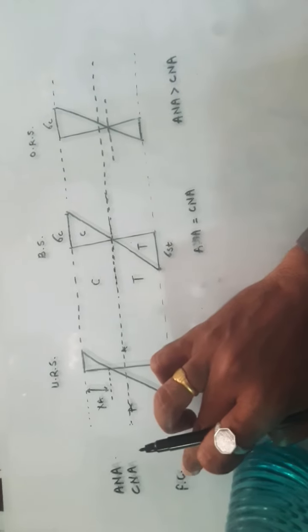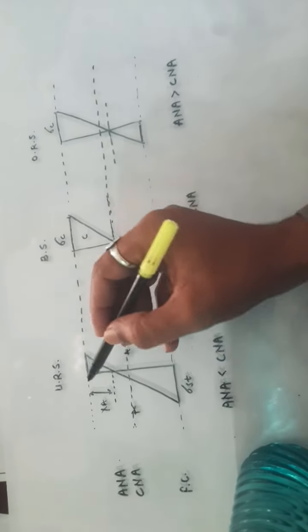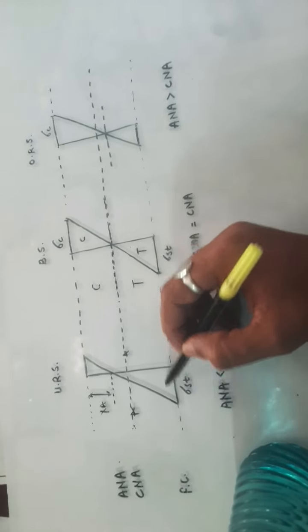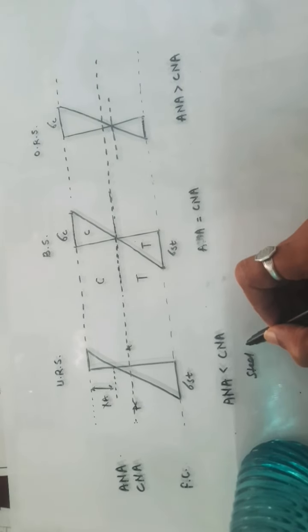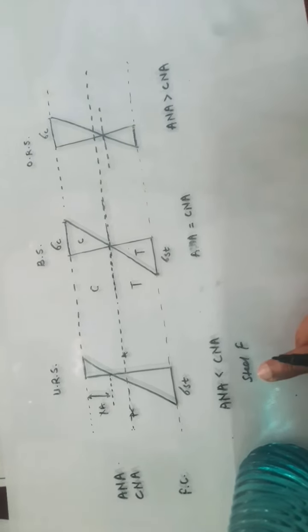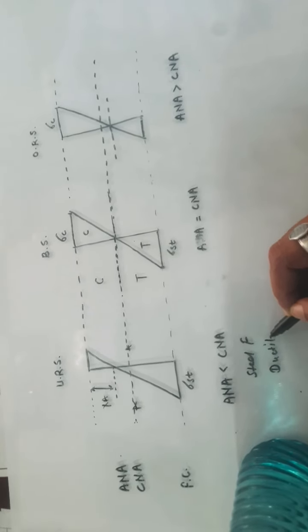Now let us try to understand the failure condition. In terms of under reinforced section, as the actual neutral axis is lower and stresses in steel are reaching their maximum limit first, so this failure will be steel failure, and as we all know, steel is ductile in nature, so this failure will be known as ductile failure.